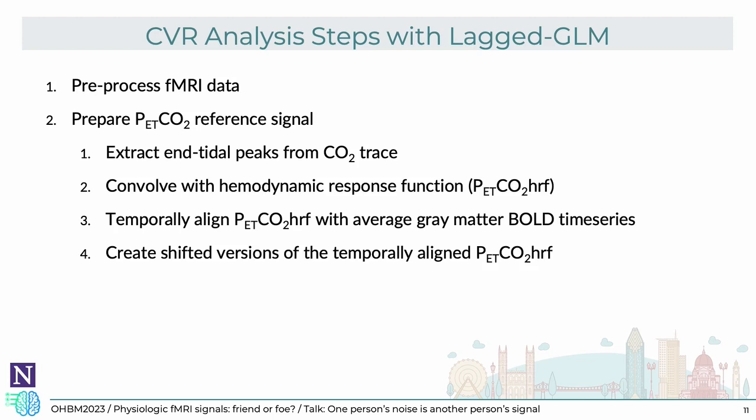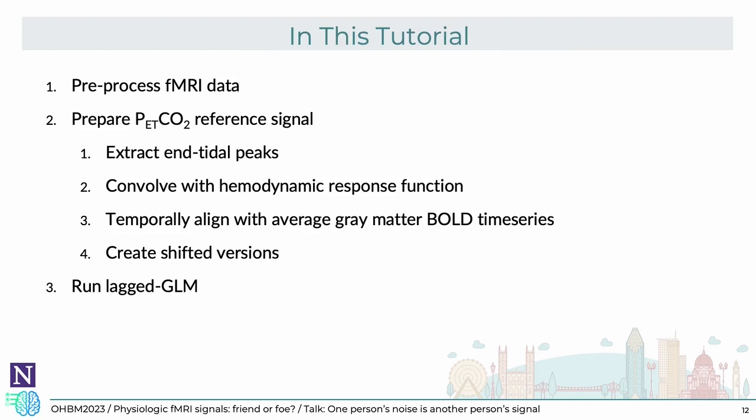In this tutorial, we will start with fMRI data that has already been pre-processed. However, we will use raw physiological data, which means we need to prepare the end-tidal CO2 reference signal. We'll use a software called PeakDet to identify the end-tidal peaks, and then the other software we'll use, called phys2CVR, performs the remaining steps automatically. And then we will run the lagged GLM with phys2CVR, and finally, we will talk through the key outputs and view them in FSLeyes.